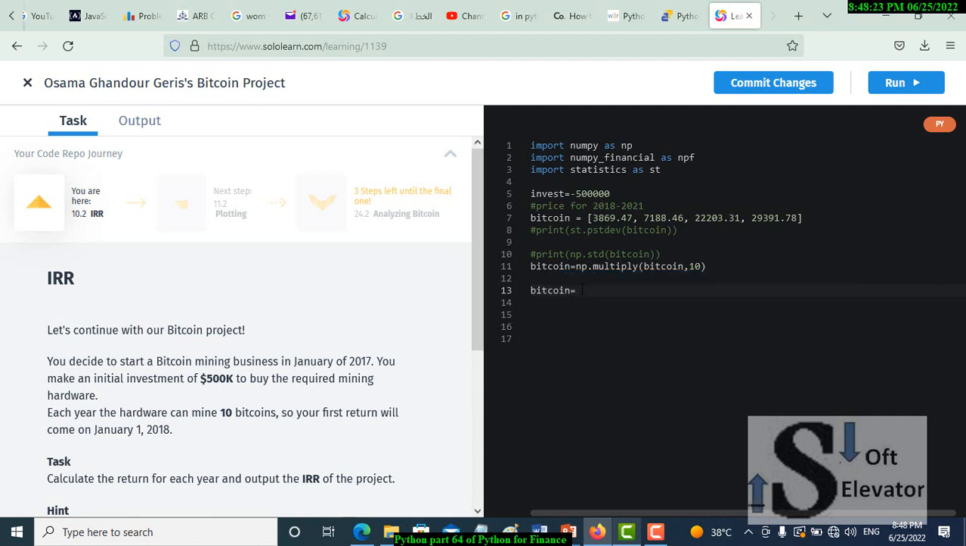equals NB dot insert Bitcoin, comma, we will insert the investment as minus in the first element. So an index of zero, element of zero, which is the first, comma, invest.